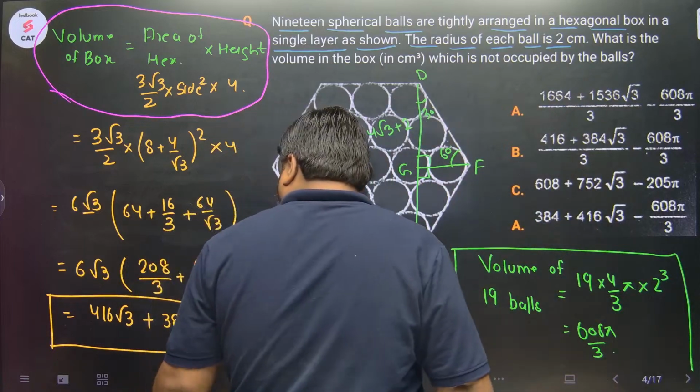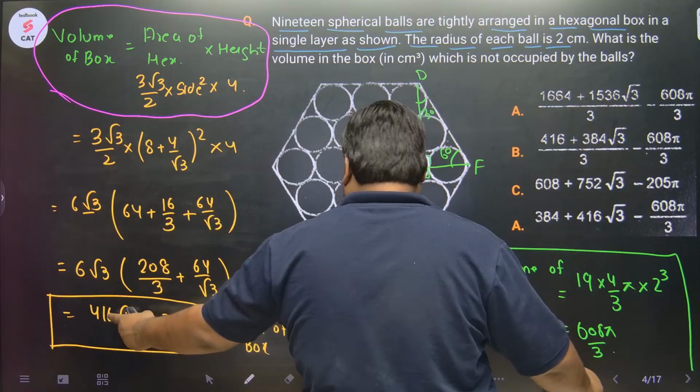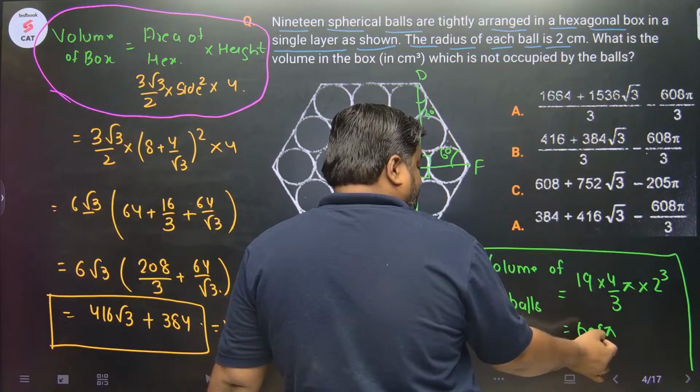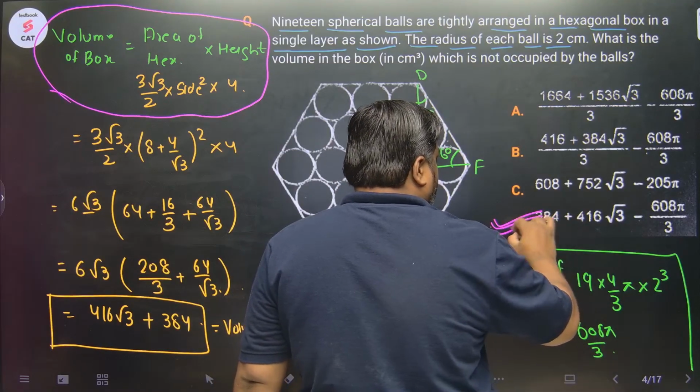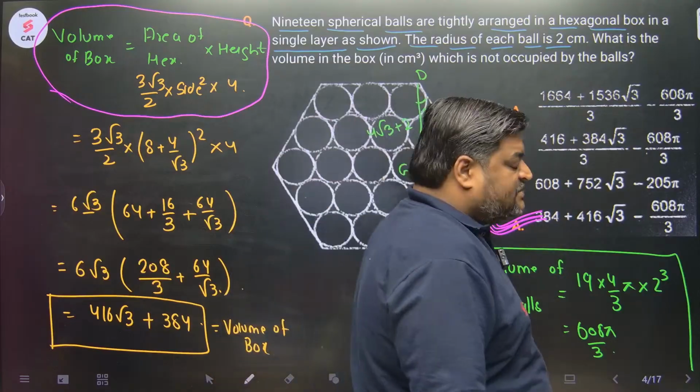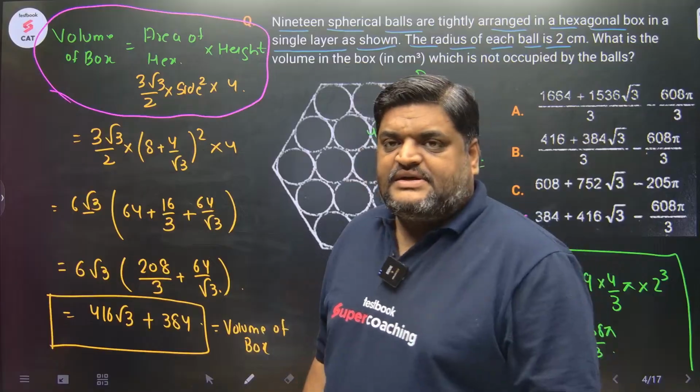So this minus this: 384 plus 416 root 3 minus 68 pi by 3. This is the right answer. Option D was the right answer.